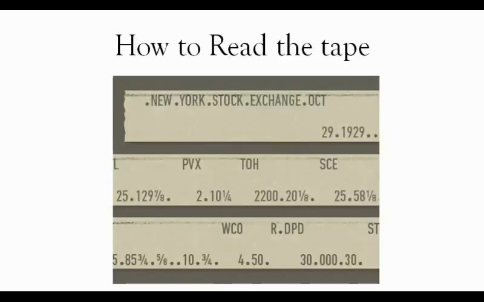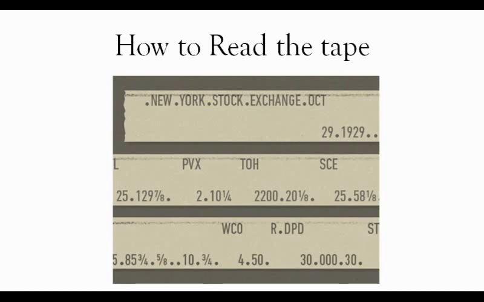Okay, so here we go. We're going to explore exactly how to read the tape. So when you're reading the tape, back in the day when people were reading the tape, what they were looking at was this type of scenario where you have a date and you have the different digits. So all of these digits are accompanied by the corporation or the company that's being traded.